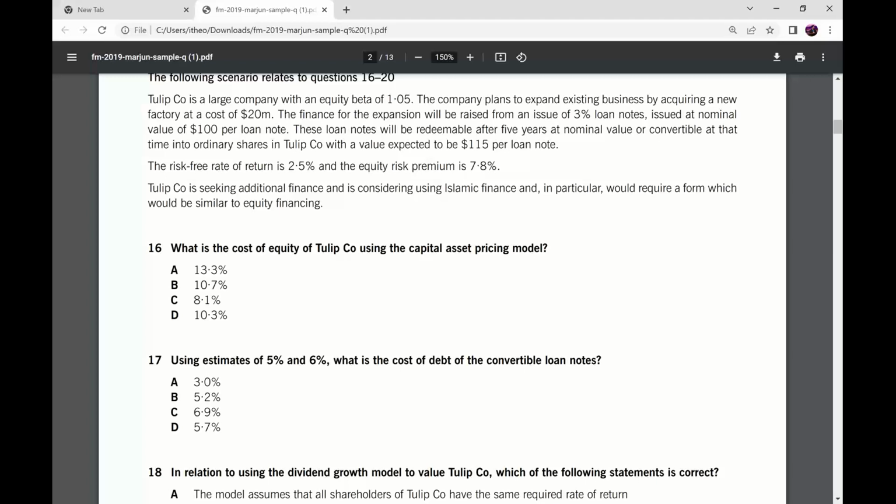Now, I'm just giving you 5-7 minutes. Because you have studied WACC with me now, I want you to read this scenario and take 5-7 minutes to solve the first two requirements. This is 16 and 17. And then after 5-7 minutes, I will share the answers with you. Okay, please start.